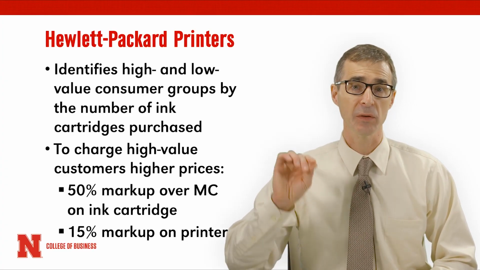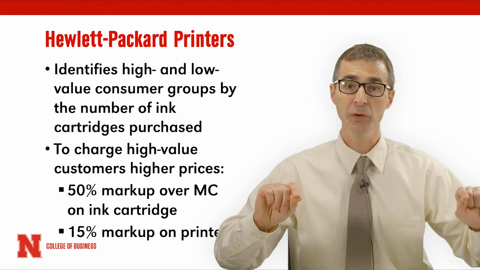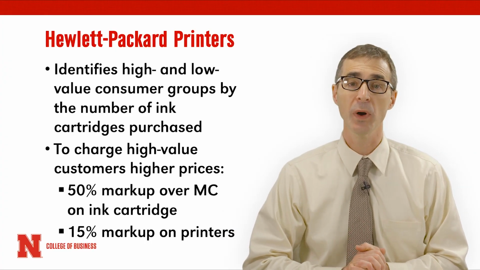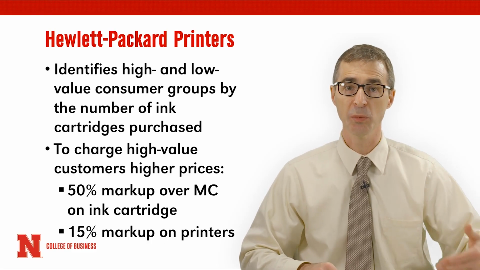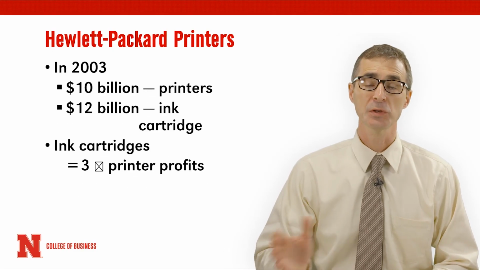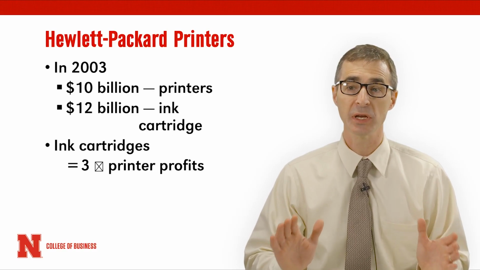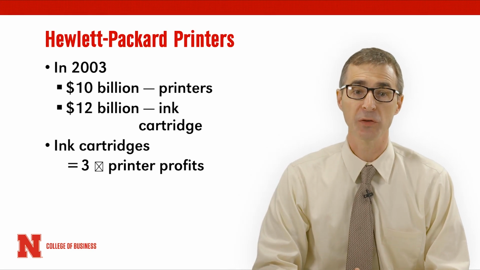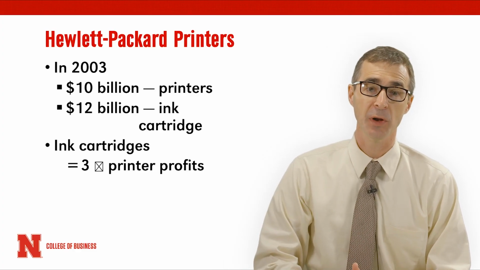And that sort of makes sense. If you have two customers, one who prints a lot and one who prints a little, they both need one printer. But the one who prints a lot needs many more ink cartridges. And so the metering strategy being described here captures profit every time a consumable, renewable item, in this case printer cartridges, is consumed. In 2003, for example, HP made $10 billion on their printers and $12 billion on ink cartridge sales. Now, this is revenue, actually. So you can see that it was about equal, but their profit on ink cartridges was 3 times the level of the profit on the printers.